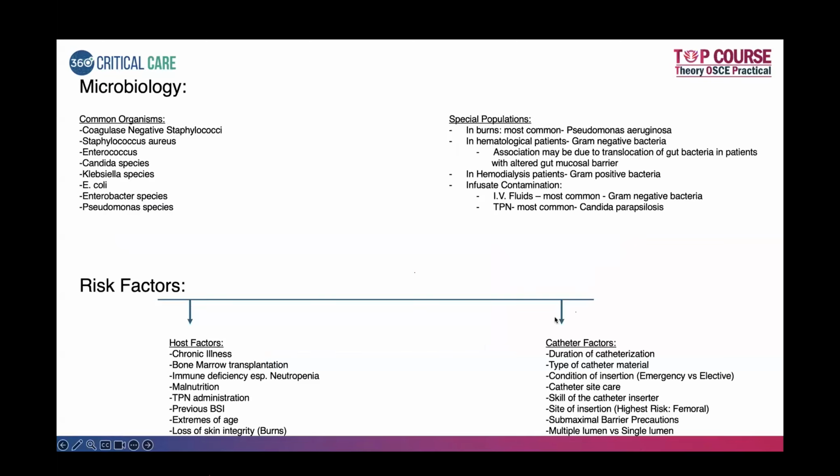So coming to the microbiology, the commonest organisms usually isolated are coagulase negative staph, Staph aureus, Enterococcus, Candida, Klebsiella, E. coli, Enterobacter, and Pseudomonas. In special populations, in burns patients, the commonest is Pseudomonas. In hematological patients, it is gram-negative bacilli. The association may be due to translocation of gut bacteria in patients with an altered gut mucosal barrier.